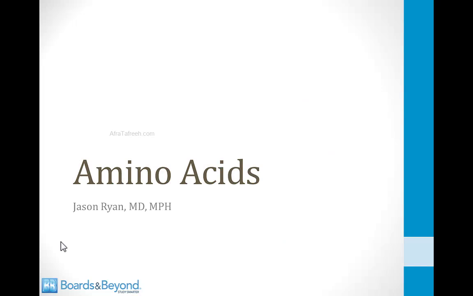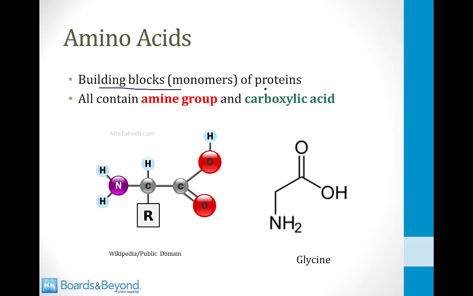Hello everyone and welcome to our module on amino acids. Amino acids are the building blocks of proteins. Proteins are polymers made up of monomers of amino acids, and every amino acid contains two important groups. One is called an amine group and one is called a carboxylic acid.